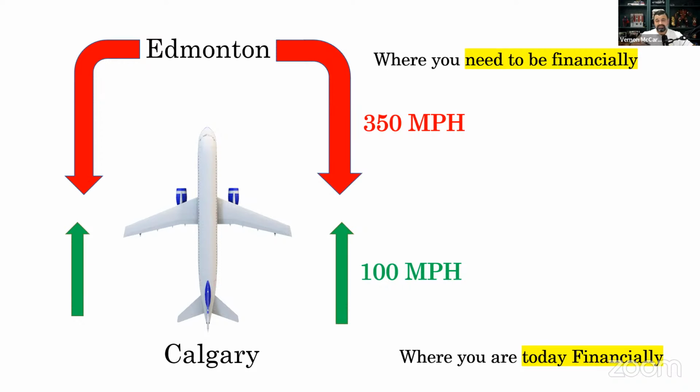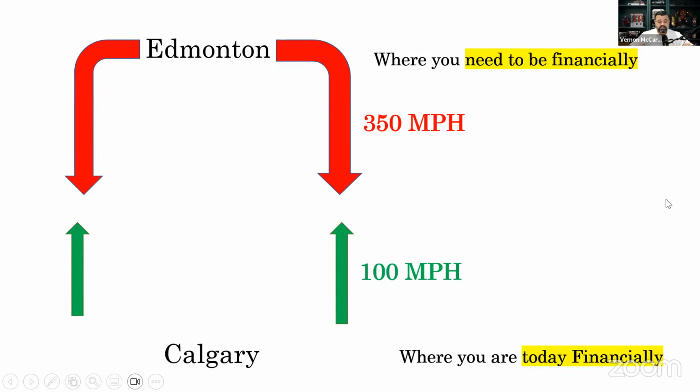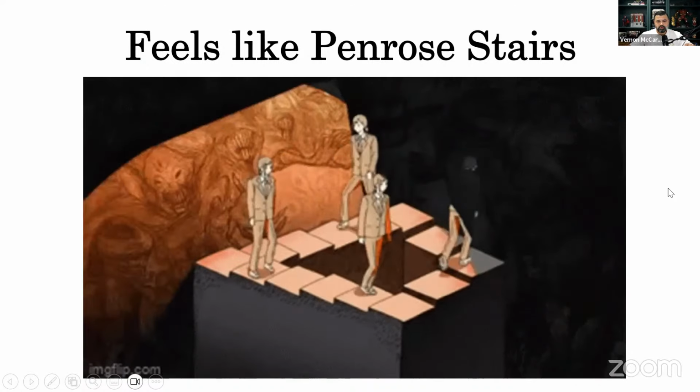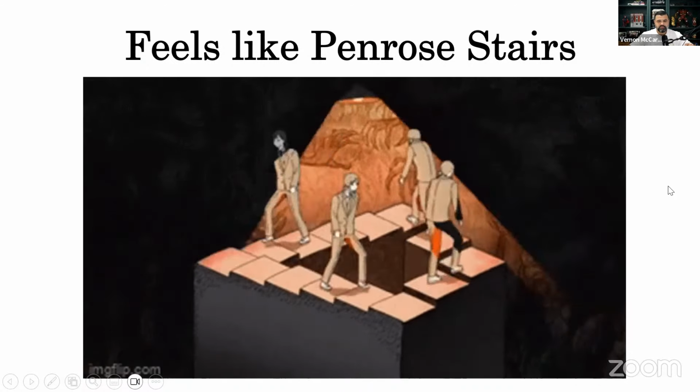The 100 miles an hour is the 10% that you're saving, and the 350 miles per hour pushing you backwards is the 35% interest that you constantly have to service. So you take one step forward, 3.5 steps backwards. You're effectively going to Montana at 250 miles per hour ground speed, paying interest. It's sort of like not making much progress on the Penrose stairs.